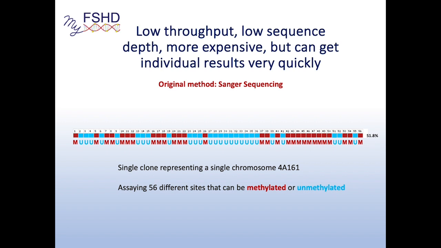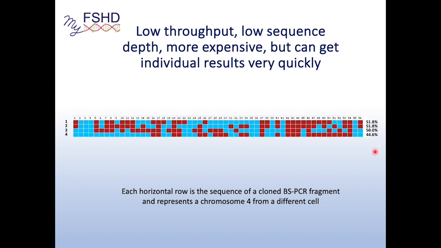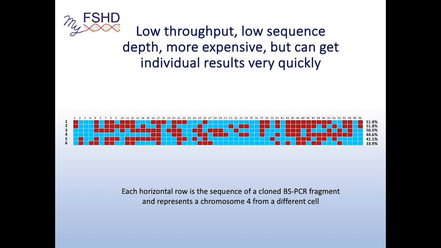Now, in those cartoons, I show it as all methylated or all unmethylated. This actually is what you get, you know, you get 51.8. Well, let's look at another one. Another chromosome also is 51.8. Okay, so hey, that's the same. Oh, but look, the methylation pattern is different. Even though it's the same overall level, it's different. What about the next one? Well, now we're all down to 50%. Down to 44.6%, 41%, 33%, we're getting some different ones, right?